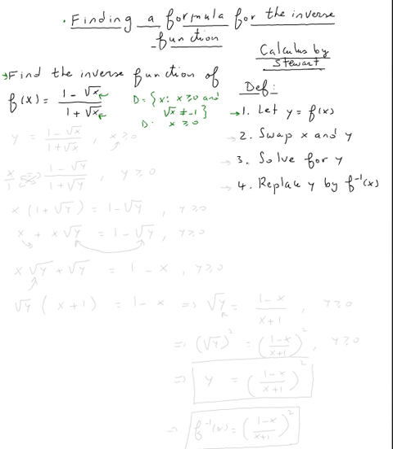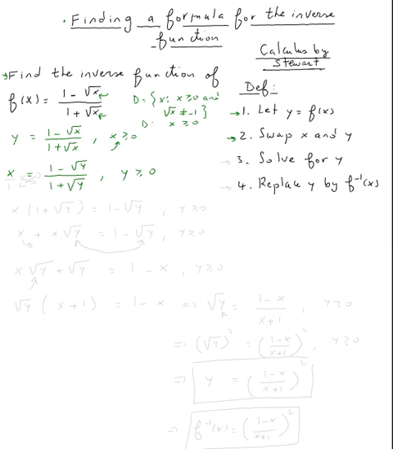So let's do this problem. For number 1, let y equal f of x. So y is equal to 1 minus square root of x over 1 plus square root of x. Now we know x is positive. Now what else? Number 2, we need to swap x and y. So y becomes x and x becomes y. Now remember, since x was positive and y becomes x, then y becomes positive. Y takes the role of x.